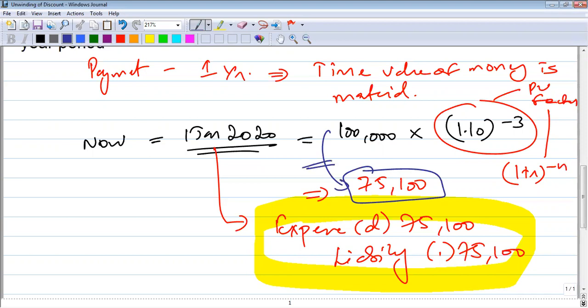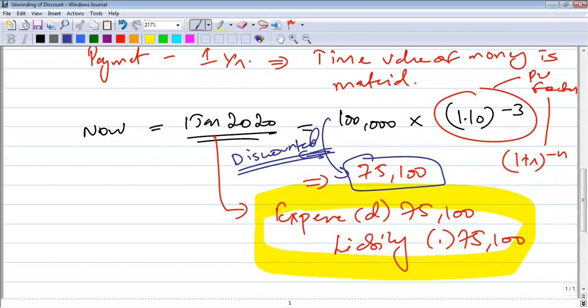So what have we done? We have simply discounted the liability. Now, let's try to understand this thing.